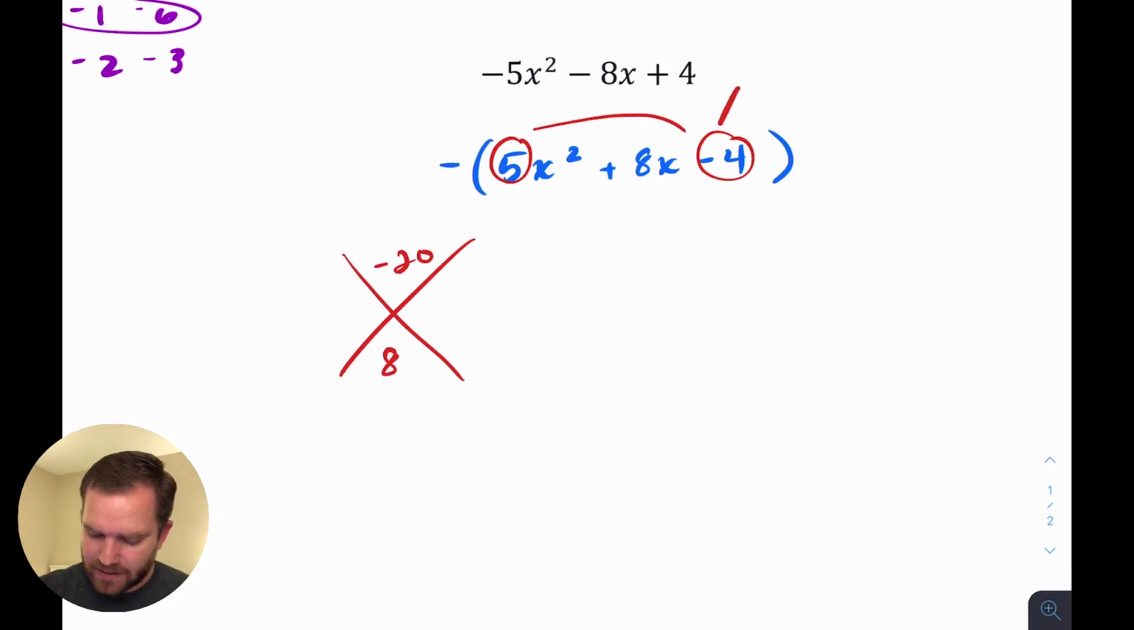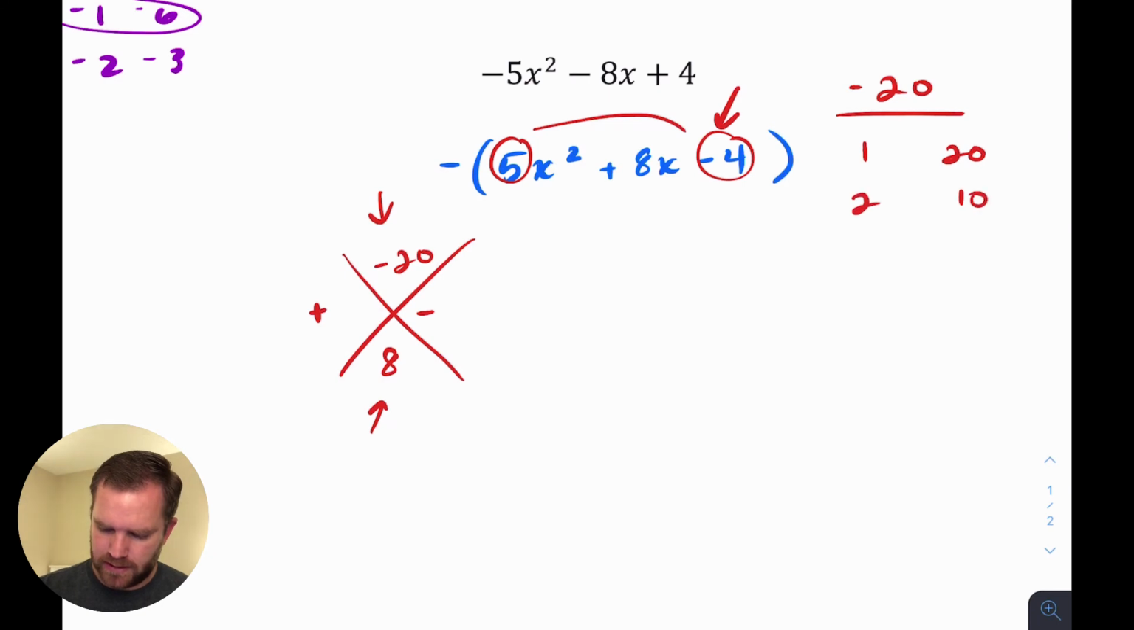Now, our back term is negative. So that tells me we're going to have 1 positive, 1 negative. And we're looking for numbers that multiply to be -20 and add to 8. So let's take a look at that. Factors of 20 that add, or -20 that add to 8. So we have 1 and 20, 2 and 10, no 3, 4 and 5.